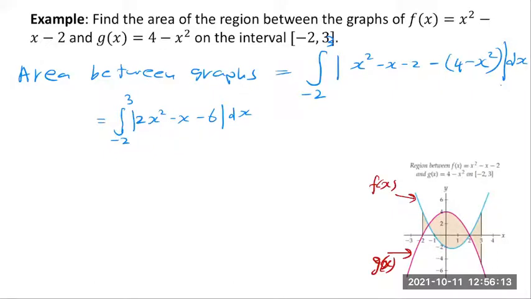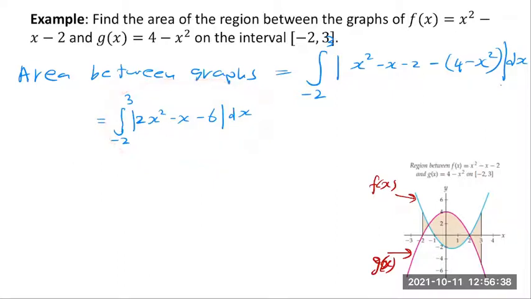Okay, I moved this a little bit to the left. So this is what you get. Okay, so the absolute area between graphs will be given by the definite integral of this quantity from -2 to 3. Of course, if you simplify this expression, you will get the absolute value of 2x squared minus x minus 6. So you need to find this definite integral.